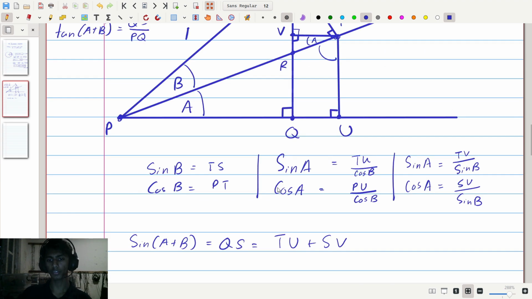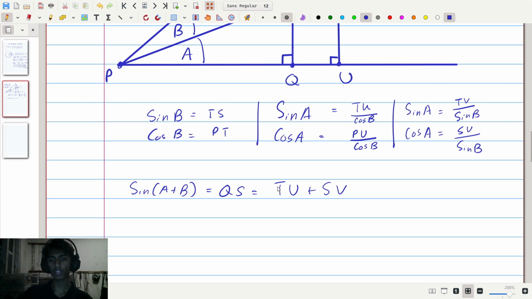Now, we know what TU is and we know what SV is. From the above, we can see that sine A is equal to TU divided by cosine of B. So multiplying both sides by cosine of B, TU is equal to sine A times cosine B. So we can substitute TU for sine of A times the cosine of B.